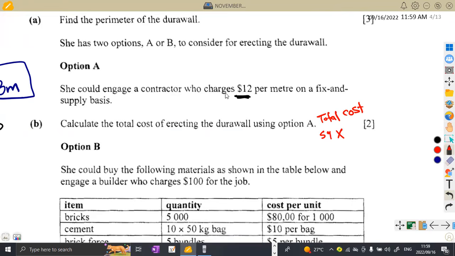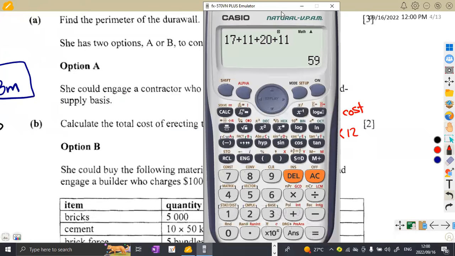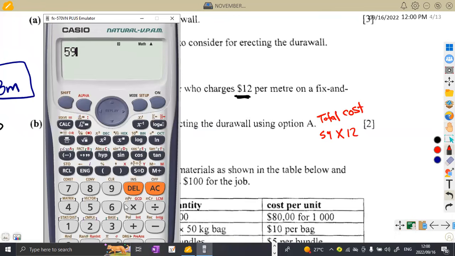Remember the cost per meter is what? It's $12. So it's going to be times 12. Okay, so 59 times 12. You can just put this aside here. So it's 59 by 12. Okay, which is going to give us $708.